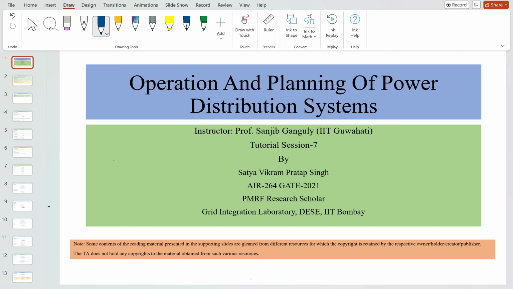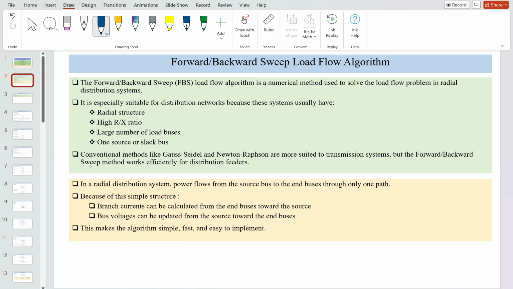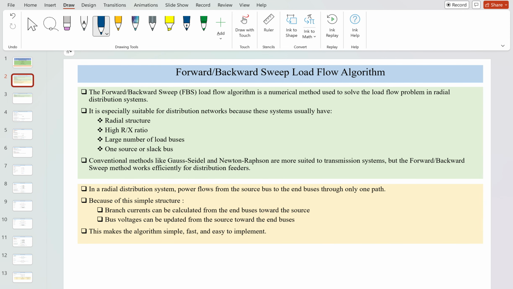Before moving forward, I will give you some of the concepts of the forward and backward sweep load flow algorithm because this was very important. A few of the questions were related to this only. There are a lot of numerical methods like Gauss Seidel and Newton Raphson, but the forward and backward sweep method is basically important for the power distribution networks.